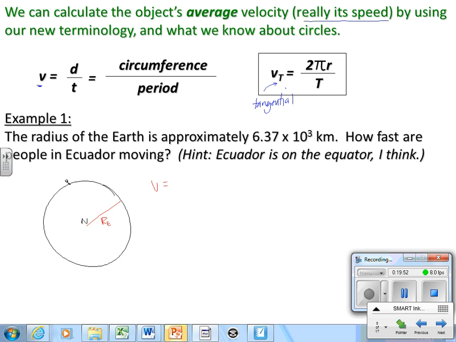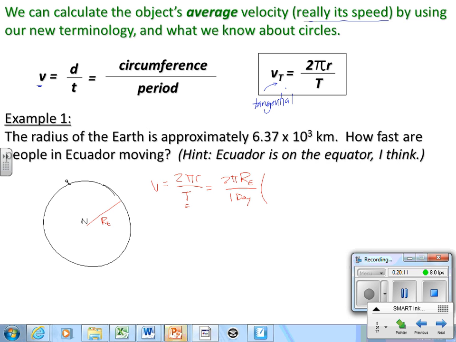Well, v is 2 pi r over t, or in this case, 2 pi radius of the Earth over t, the time it takes to go around once. Oh yeah, we call that a day. Let's do it in meters per second.